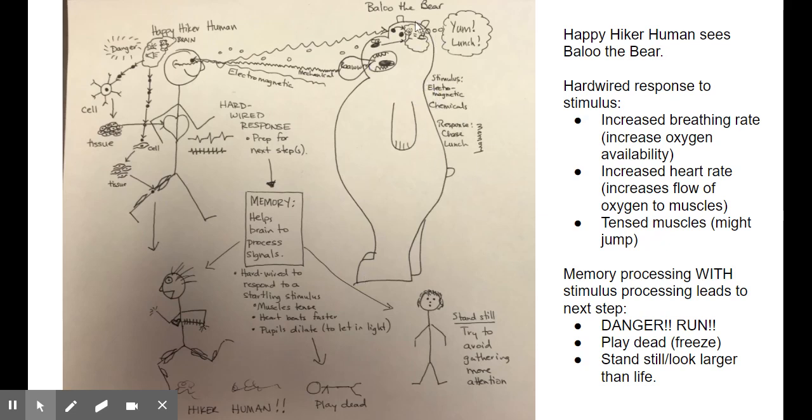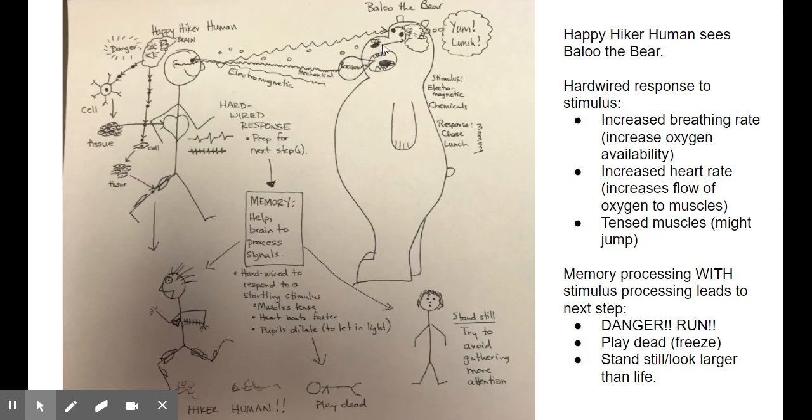We can also look at this from the perspective of Baloo the bear. Baloo doesn't have great eyesight, but Baloo may have seen the happy hiker human. So there's some electromagnetic radiation being picked up by Baloo's eyes. That would be the rods and cones on the retina in Baloo's eyes. Those rods and cones use the optic nerve to send the message to the brain. Baloo has a really good sense of smell. And so there may be some chemicals coming from the happy hiker human, or if the happy hiker human has a backpack that has food in it, Baloo may smell this stuff. When Baloo first gets this information, Baloo may say, ooh, this could be a threat. And so Baloo may stand up and kind of look to see what the threat might be.